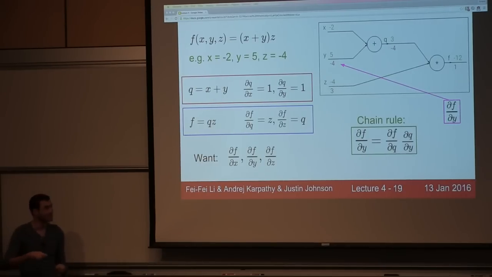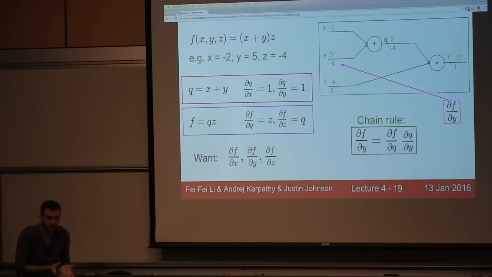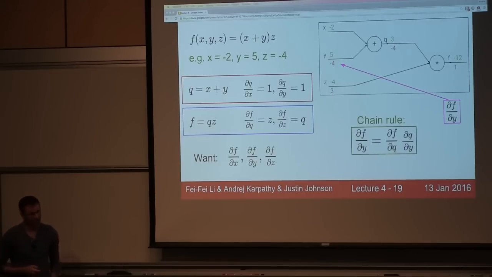And so what this is saying is that the influence of y on the final output of the circuit is -4. So increasing y should decrease the output of the circuit by 4 times the little change that you've made. And the way that ends up working out is y has a positive influence on q. So increasing y slightly increases q, which slightly decreases the output of the circuit. Okay? So chain rule is giving us this correspondence.